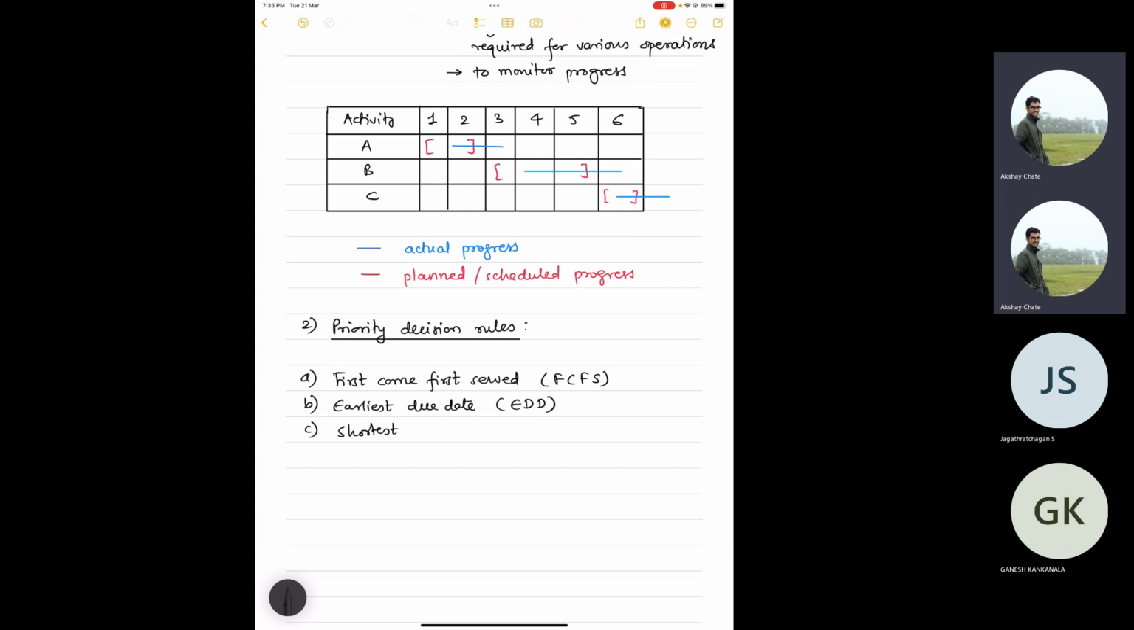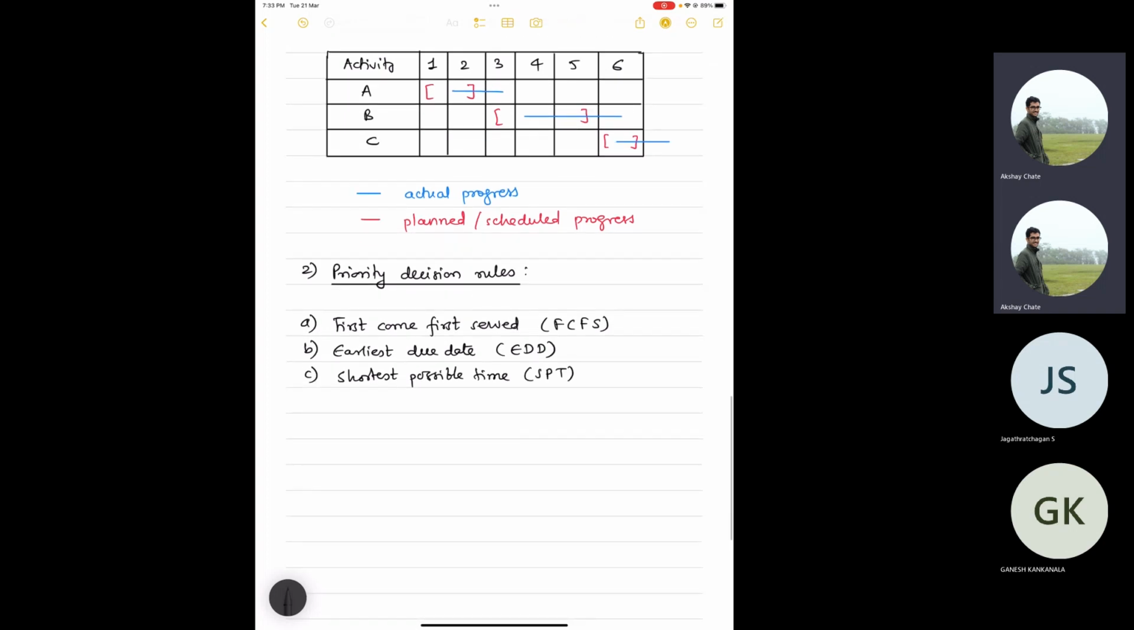Shortest possible time, which is called SPT. Then least slack. So these are the important four that we'll study. There are many others, but practically these four are used.